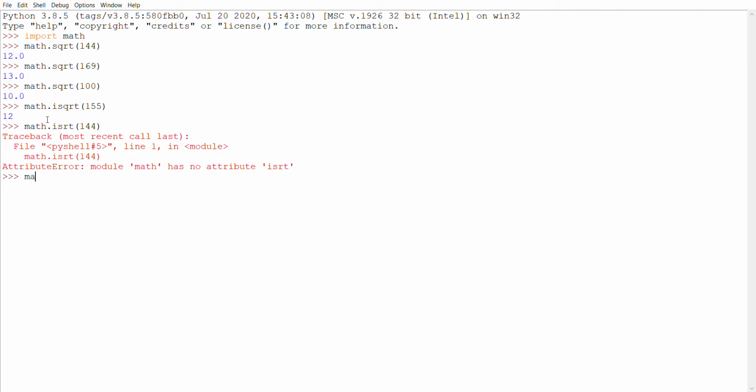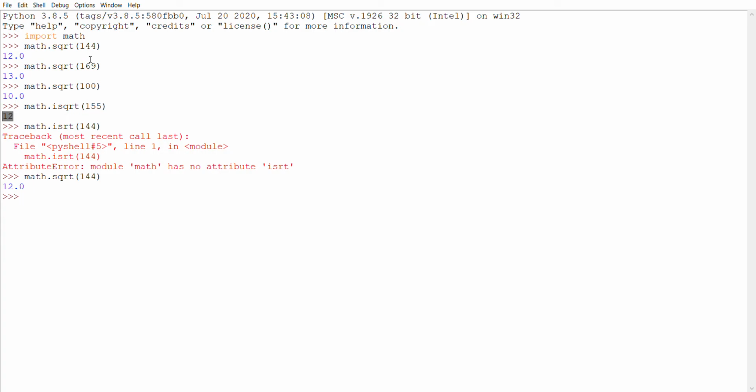Sorry, I missed the sqrt. 144. I will tell you the difference between both of them. If you see here, sqrt gives you the exact value of the square root, right? For 144, the square root is 12, right? Now if you check with 155, isqrt will give you the nearest square root, which will be 144's root, an integer value. That's why it's coming 12.